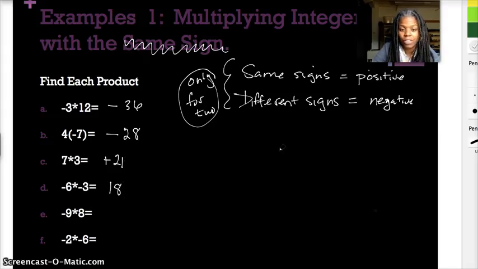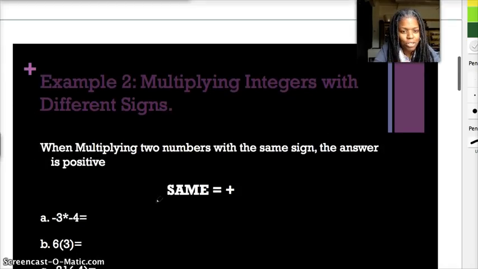-9 times a positive 8, different signs, negative answer, your answer is -72. And finally, negative times negative is going to be a positive because the signs are the same, and we're going to get a positive 12. That shouldn't be too bad. I hope that wasn't too bad.